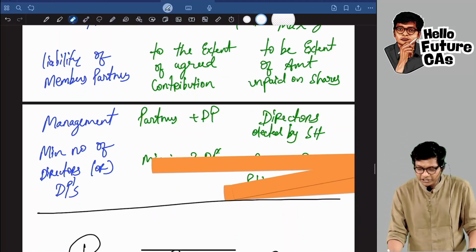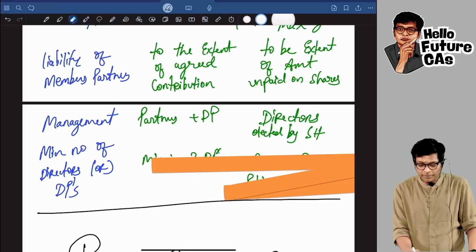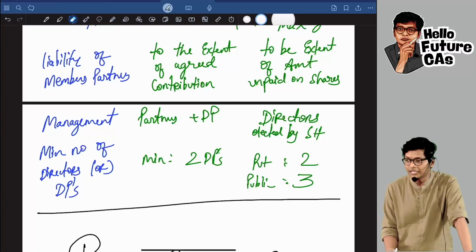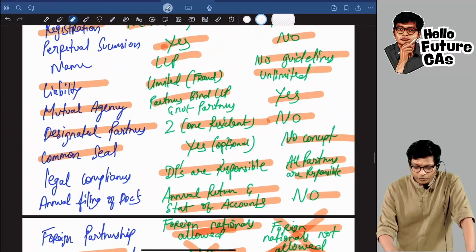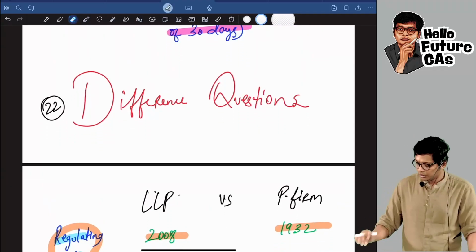Okay. Management, here designated partners, there directors. Minimum number of directors, same thing. 2 DPs, there 2 and 3. Are you following guys? Now I'll give you a mnemonic to remember LLP versus partnership firm guys. Hold on, let me write that.